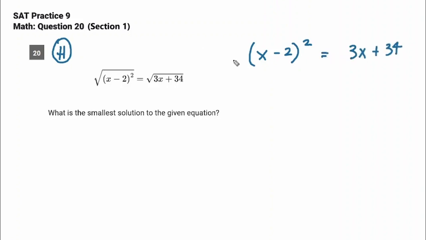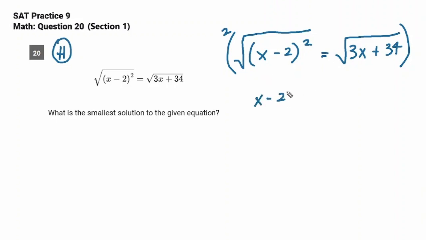All right, look at this equation. Is this equation very hard? It's okay hard, but it's not very hard. What about this equation? Why is this equation harder? Because both sides are square rooted. Can you get rid of that? How do you get rid of that? It's easy. You just square the whole thing. The square root of anything times the square root of itself is just the thing. So if you square the whole thing, it's just x minus 2 squared equals 3x plus 34.